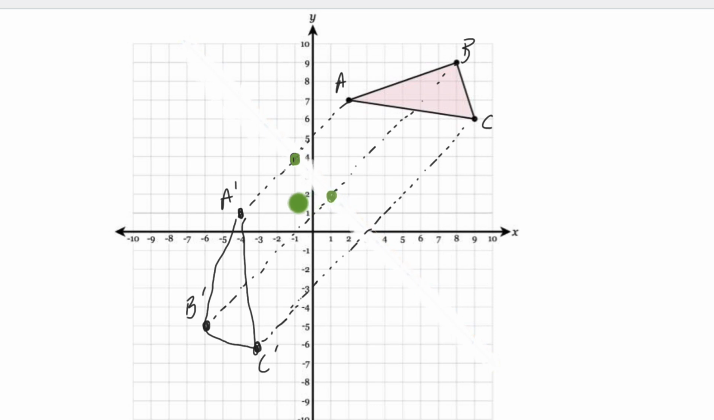You really only need 2 to find a line equation. We're just going to do all 3 because we have them. So C to C prime is 12. We're just going to put a coordinate halfway in between. Then draw our line.